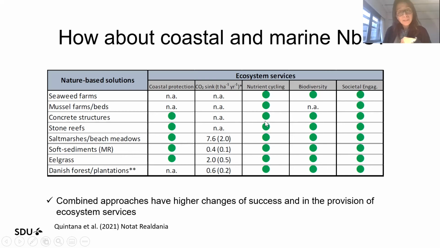So my next exercise will be to put numbers on all of these green dots. So I will hopefully work on that later on.